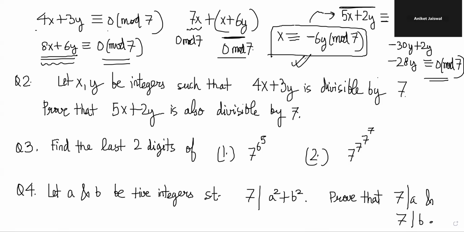We are using all the properties of congruence that we have seen so far. We are just multiplying by something, splitting it out. Then we are saying, okay, 7x is 0 mod 7, so this much is 0 mod 7. And then we are putting x is equal to minus 6y into the other one.